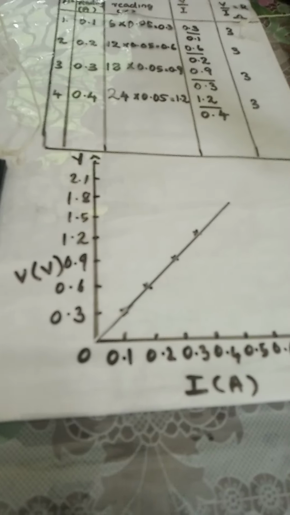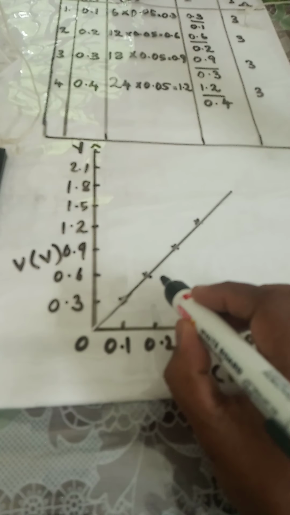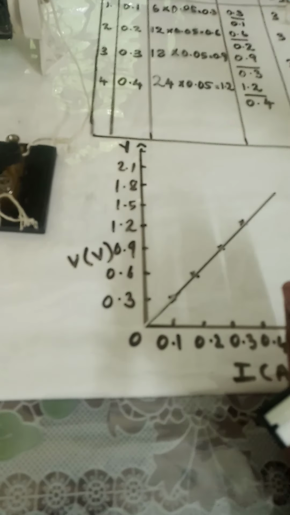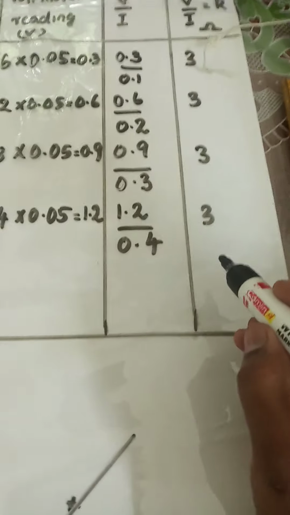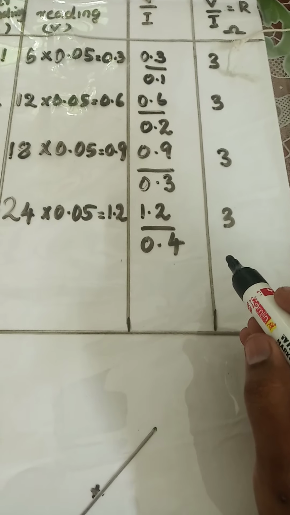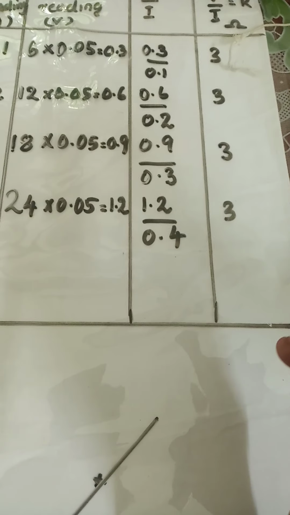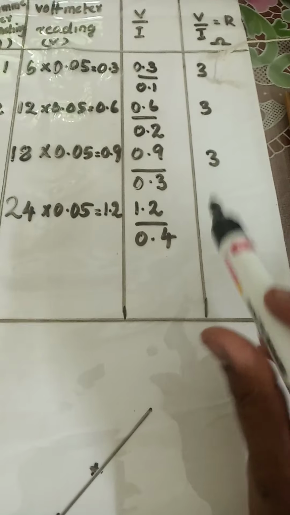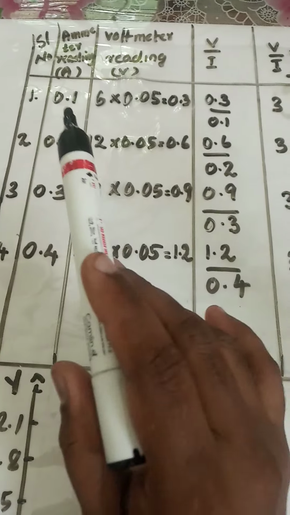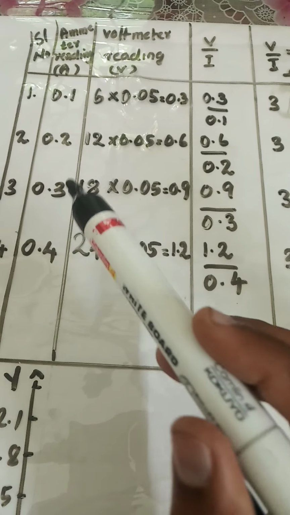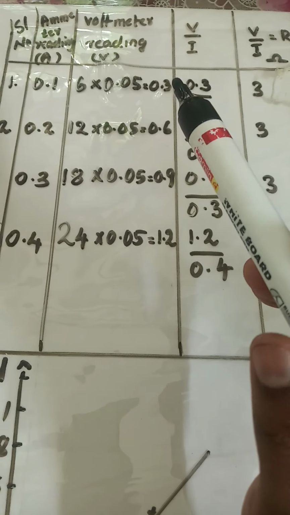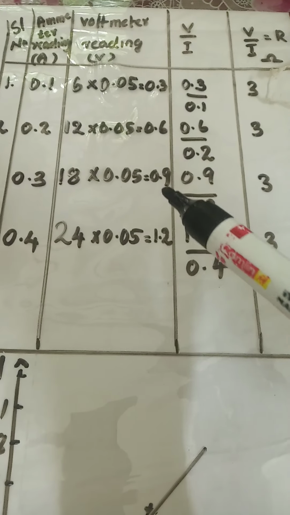In order to find the resistance offered in the circuit, we just consider a small triangle. You can do V by I. You will get the resistance. So 3 ohm is the resistance offered by that resistance box, and thus Ohm's law is verified. V by I is always a constant. When the current in the circuit increases, 0.1, 0.2, 0.3, 0.4, accordingly the potential difference also increases: 0.3, 0.6, 0.9, 1.2.